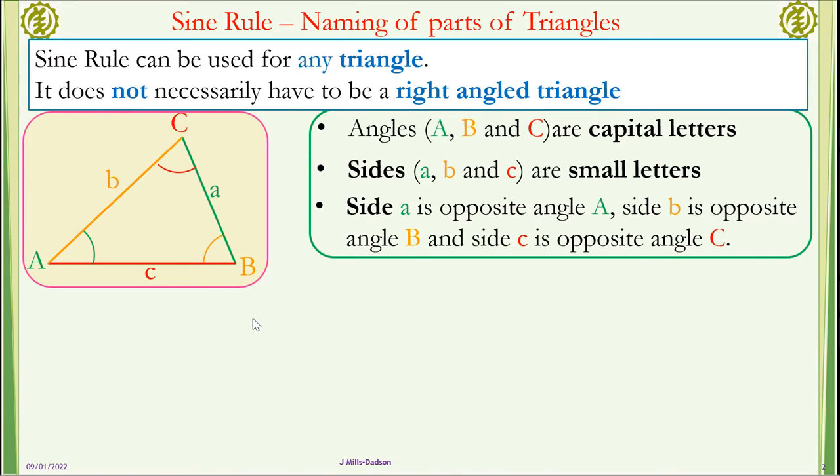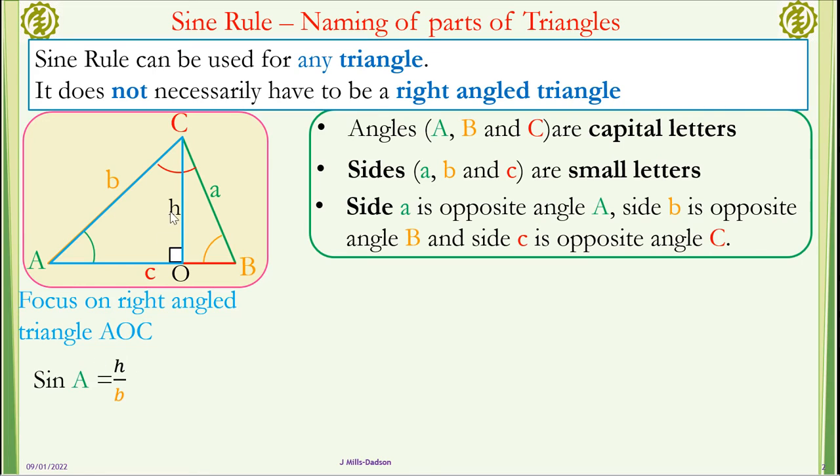Now to derive the formula, let's focus on right angle triangle AOC, where CO is the height. H here is height, it's not hypotenuse. In AOC, let's work out sine A, which is the opposite over the hypotenuse, h over b. We want to make h the subject by multiplying through by b. So at the end, b will multiply sine A. h is b times sine A. So let's call it first equation.